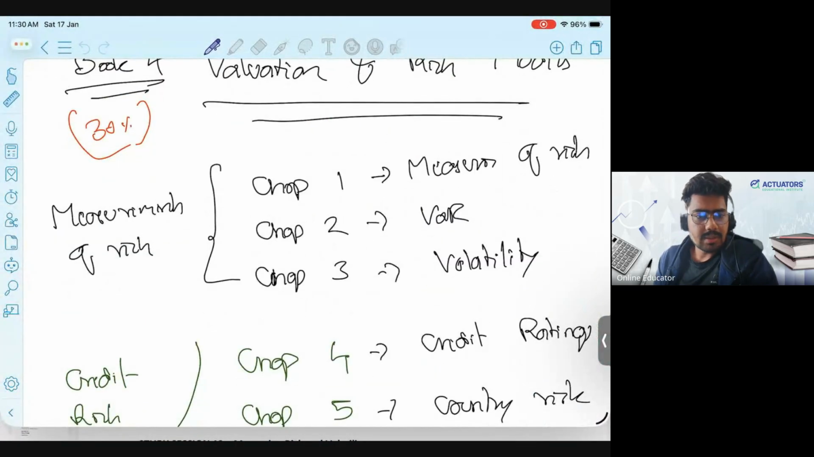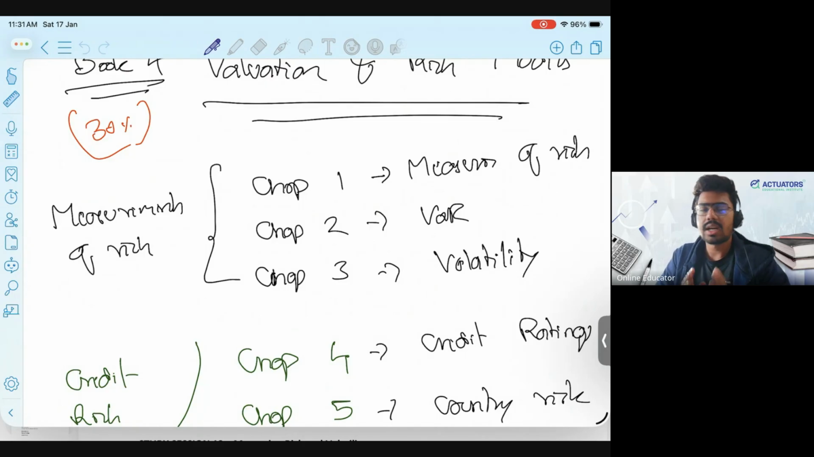So the first three chapters are dedicated to measurements of risk. What are the different measurements of risk? We can calculate risk using different measurements like standard deviation, value at risk, expected shortfall. There are other measurements such as the second moment and the third moment of mean, the fourth moment of mean, which is skewness and kurtosis as well. But standard deviation, VaR, and expected shortfall are the main three metrics that have been covered in these three chapters, especially value at risk.